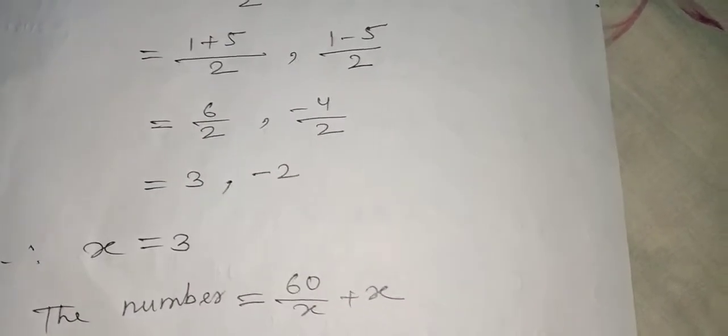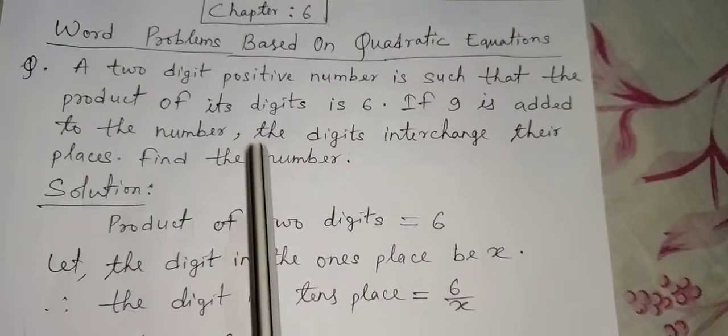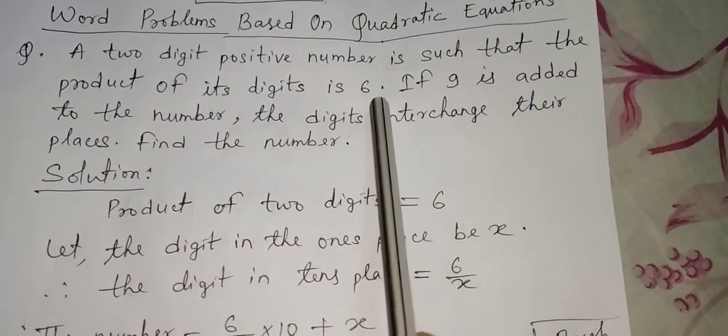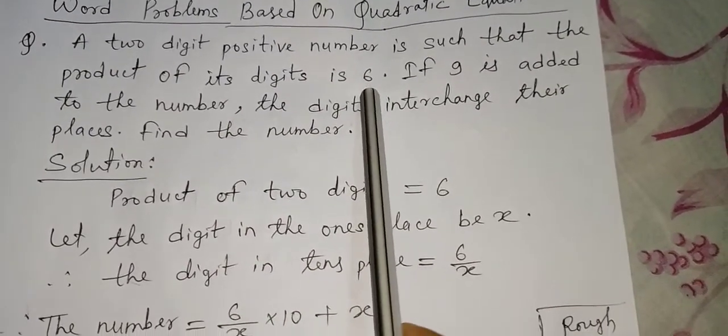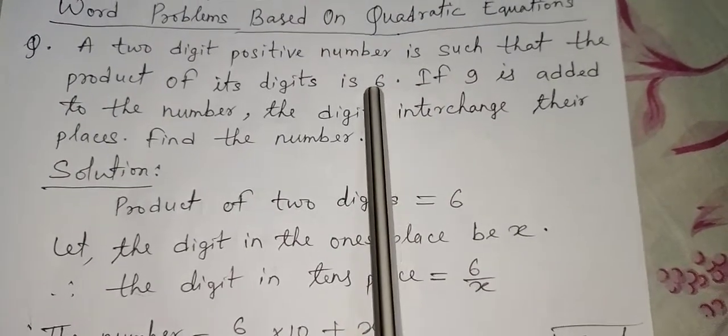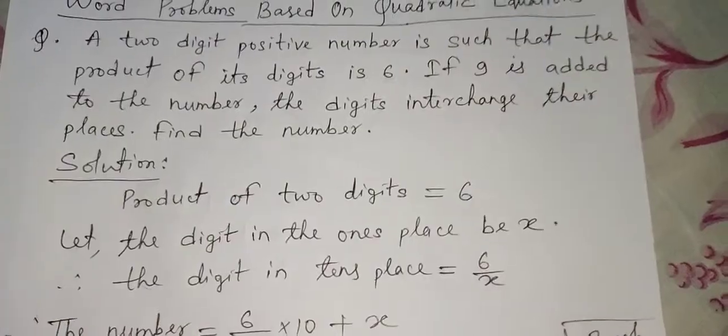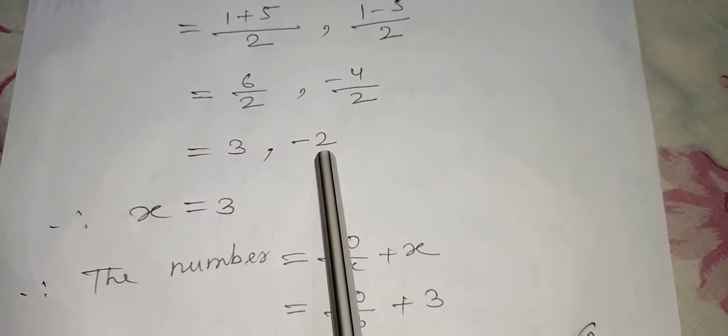I did not take minus 2 because you can see, actually the product of the two digits of the number is 6. That means it is not minus 6. If I take a negative number, then my condition as per the question will not be fulfilled. That's why I will not take the negative number, because as per the demand of the question there should be no negative number taken. That's why I took only 3.